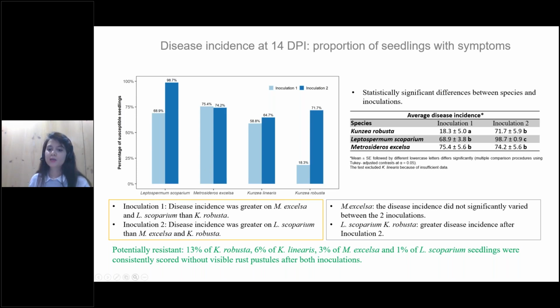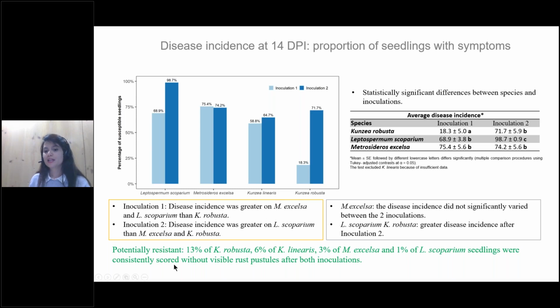Interestingly, we observed that there was no significant difference in the disease incidence for Metrosideros excelsa between the 2 inoculations. That means we approximately had the same seedlings being infected every time. But for Leptospermum scoparium and Kunzea robusta, we had a higher disease incidence after inoculation 2.